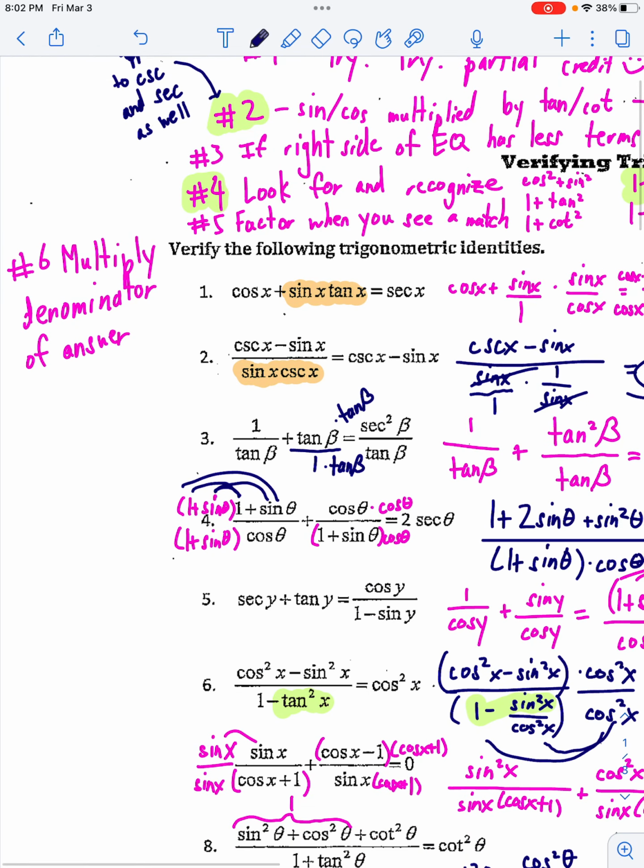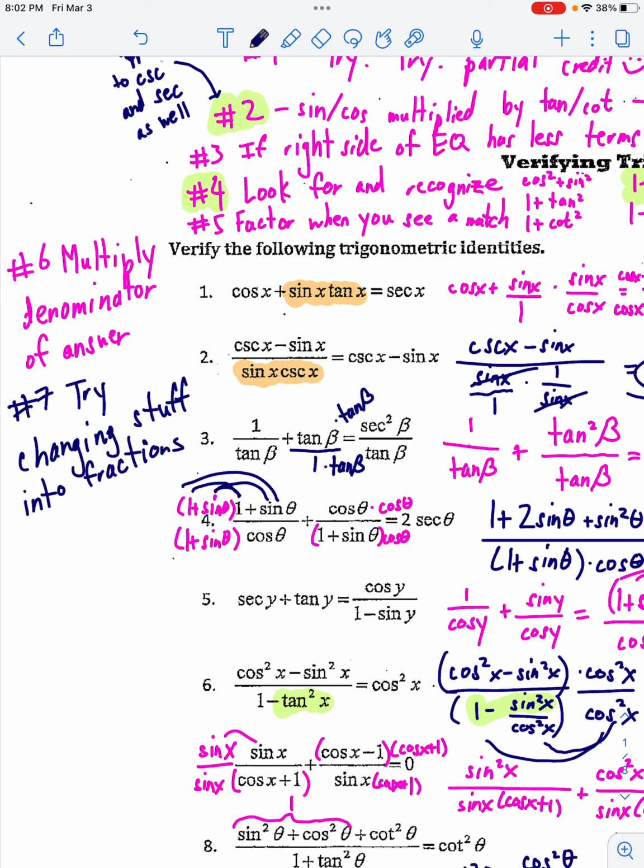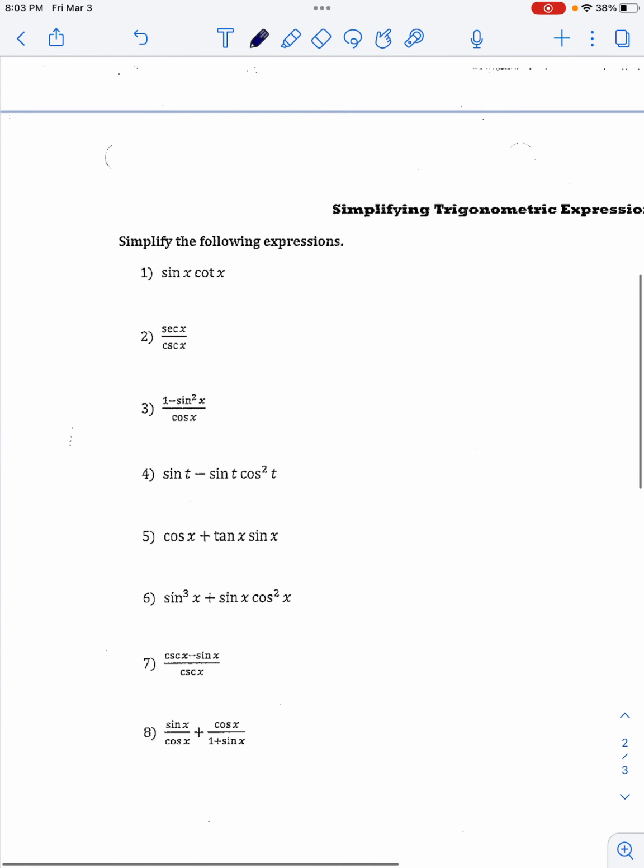I'll make this its own trick. Trick number 7. Sometimes try changing stuff into fractions, especially if it's a secant or cosecant. Especially you want to try this if you're doing cosecant, secant, cotangent, or tangent. Teachers love having you change those four into fractions.